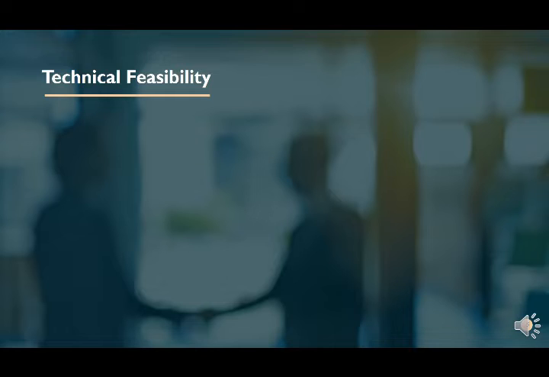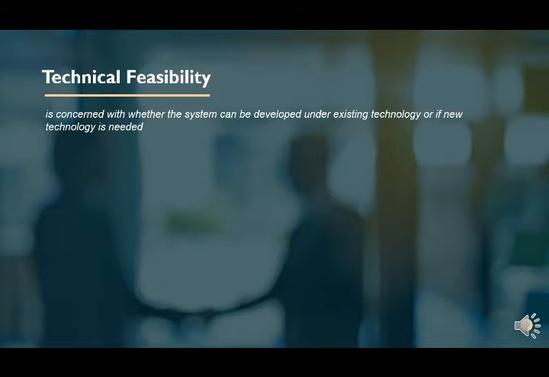Technical feasibility is concerned with whether the system can be developed under existing technology or if new technology is needed. The object of technical feasibility is to assess the technical soundness of the project. This means technical feasibility or analysis is carried out to ascertain whether the project is technically sound and viable. This is considered essential for the long-term success of the project.